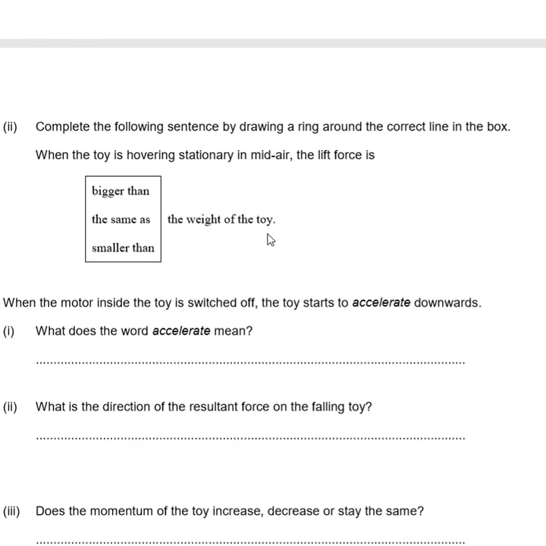Now the toy is hovering stationary in mid-air, so the force is what? The same. Now again, this is like a terminal velocity question. So it is stationary in mid-air, so it's not moving. So therefore the forces are balanced, so therefore it needs to be the same.